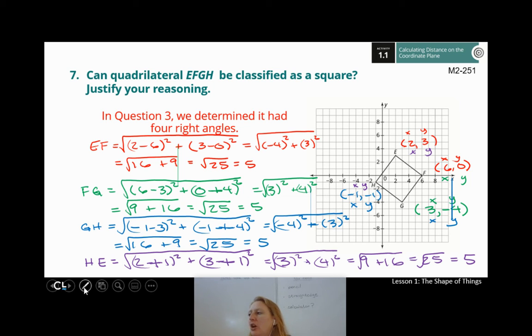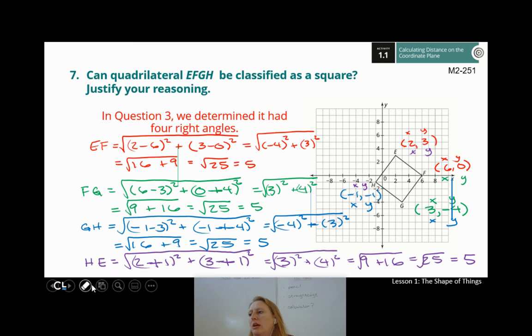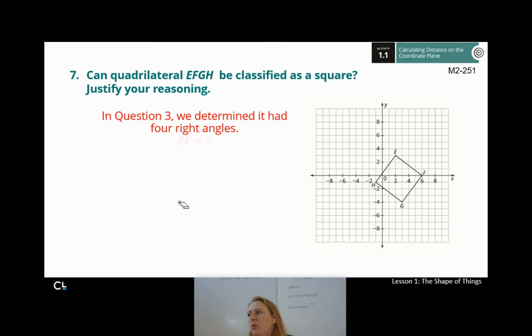Hang on, let me erase all of this. Oh, I know, it's so beautiful, and you just want to stare at the colors forever. I'm going to erase it all real quick so that I can bring up my pretty typed stuff.